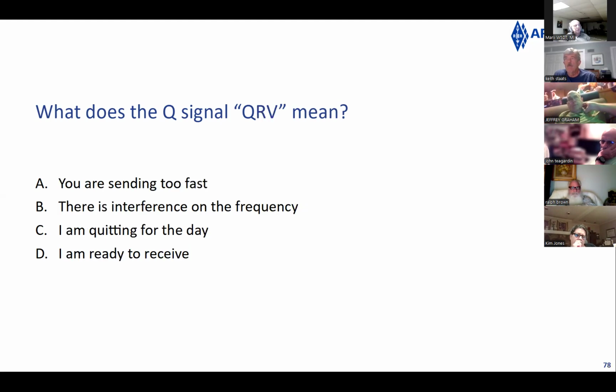What does the Q signal QRV mean? You are sending too fast. There is interference on frequency. I am quitting for the day. I am ready to receive. That would be D. Delta.